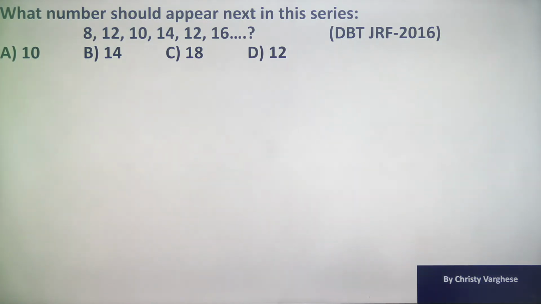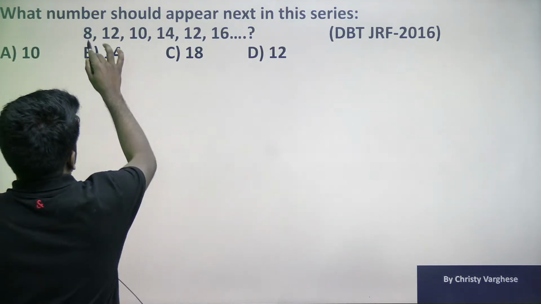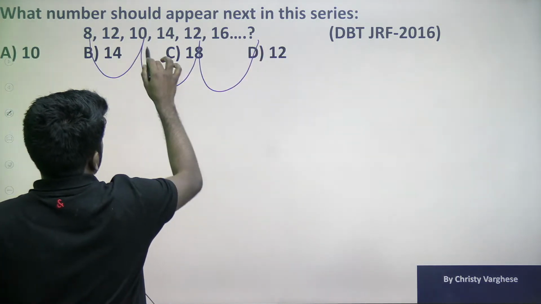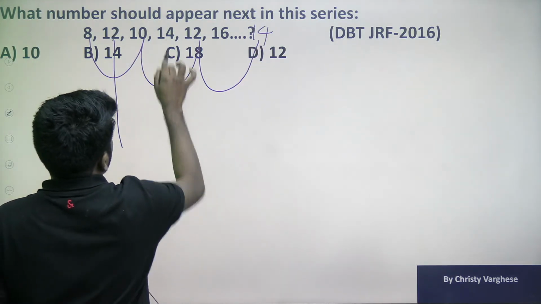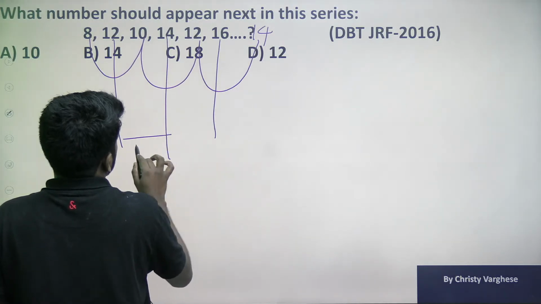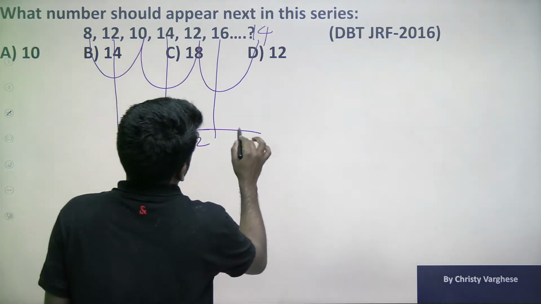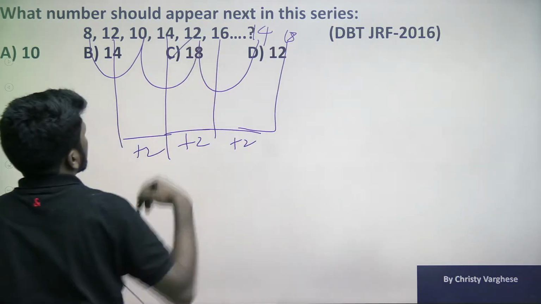Yeah, most of you got it right. This is so silly a question, right? Yeah, it's a twin sequence, 8, 10, 12, 2 difference, 8 plus 2, 10, 10 plus 2, 12, 12 plus 2, 14. And 12, 14, 16, 2 difference, plus 2, plus 2, plus 2. That is 18. So option C is the answer.